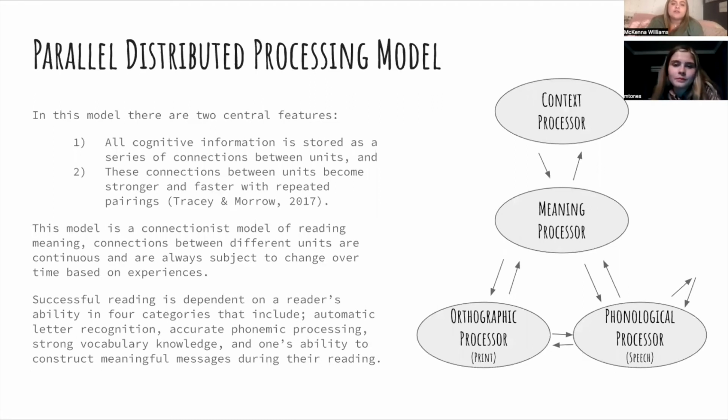Next is the parallel distributed processing model. In this model, there are two central features. One, all cognitive information is stored as a series of connections between units, and two, these connections between units become stronger and faster with repeated pairings. This model is a connectionist model of reading, meaning connections between different units are continuous and are always subject to change over time based on experiences. Successful reading is dependent on a reader's ability in four categories that include automatic letter recognition, accurate phonemic processing, strong vocabulary knowledge, and one's ability to construct meaningful messages during their reading.